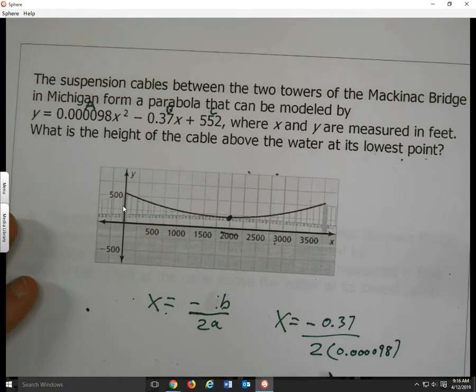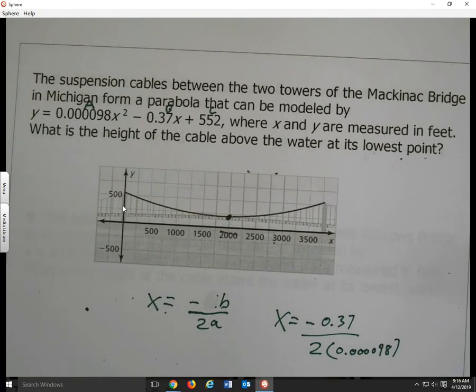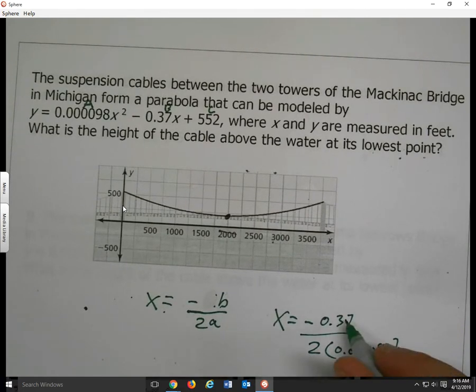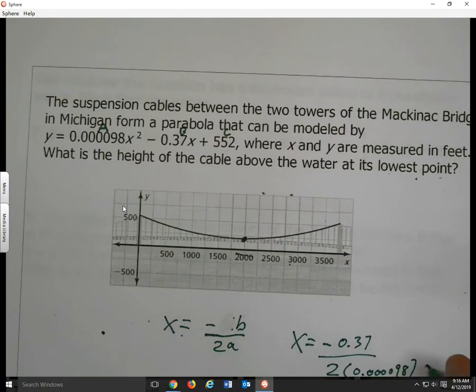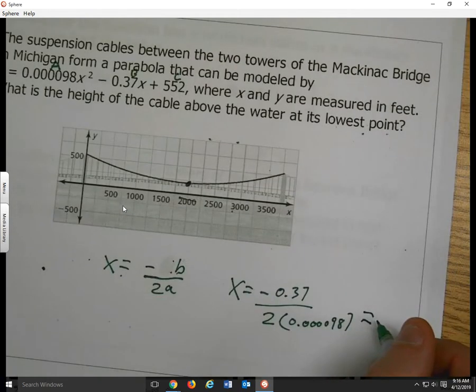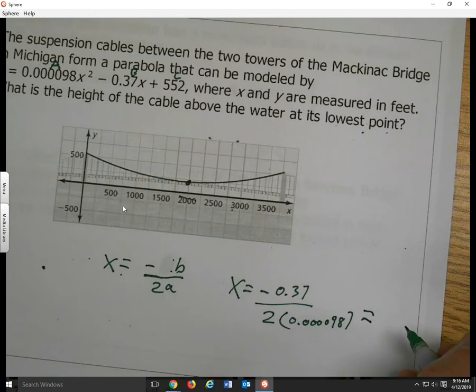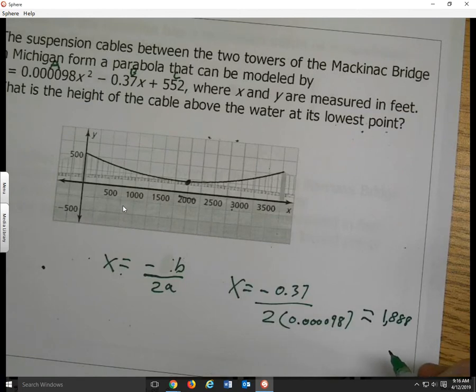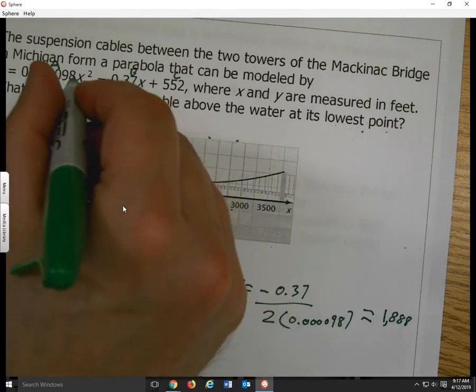Okay, so this is actually where I do get a calculator. I don't know, it's just easier. So at this point, when you multiply this by 2, and then you divide this negative 0.37 by that number, you end up with approximately 1,888. Okay, so now we have to substitute this 1,888 for the x value to find the height.